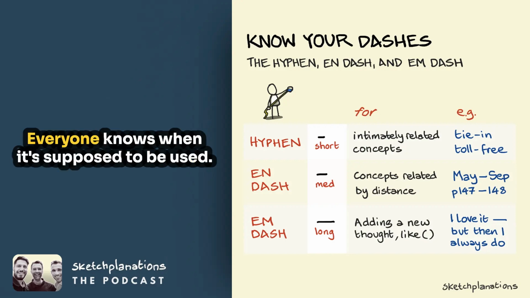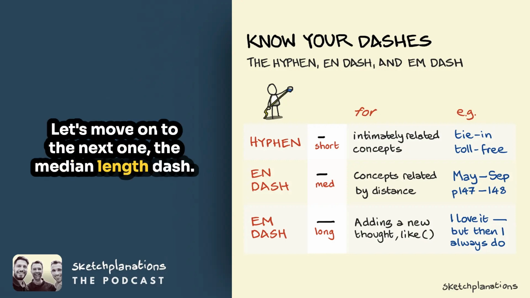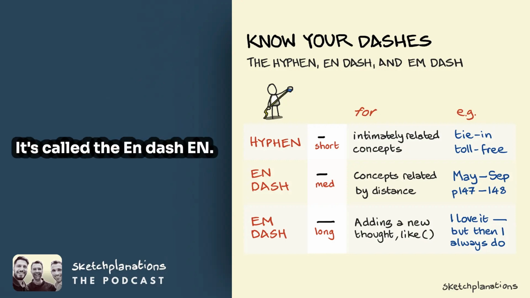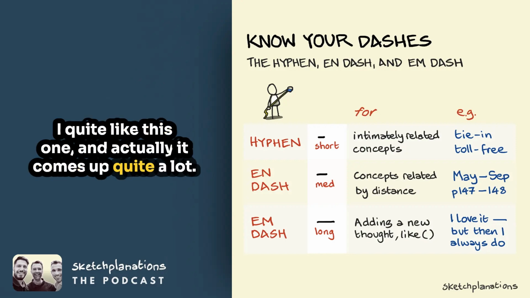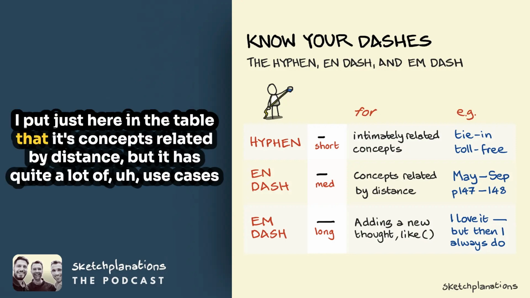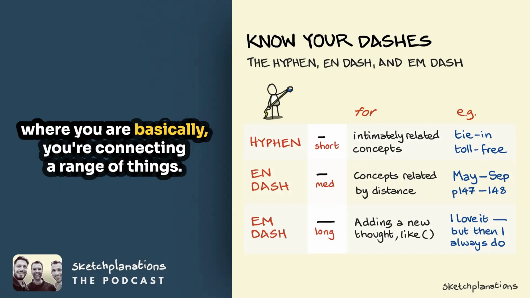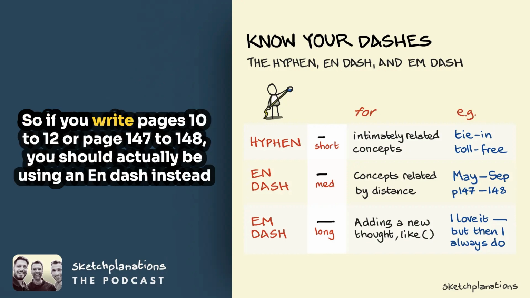We've done the hyphen. Everyone knows when it's supposed to be used. Let's move on to the next one, the median length dash. This one's called the N dash, E-N, yeah. Right. I quite like this one, and actually it comes up quite a lot. I put just here in the table that it's concepts related by distance, but it has quite a lot of use cases where you're connecting a range of things. So if you write pages 10 to 12 or page 147 to 148, you should actually be using an N dash instead of a hyphen.